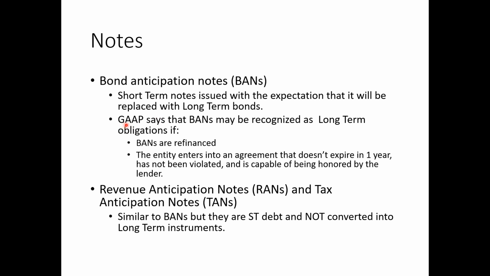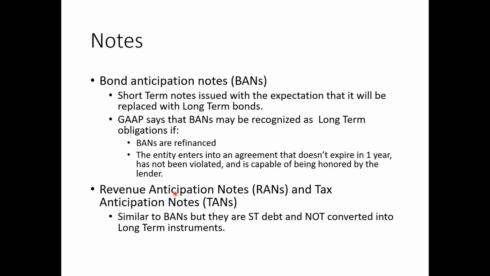But the accounting rule says the BAN may be recognized as a long-term obligation if what? If BANs are refinanced and the entity enters into an agreement that doesn't expire in 1 year, has not been violated, and is capable of being honored by the lender. The same thing: these short-term obligations, if they're refinanced, or about to be refinanced, or they have the ability to refinance, then we can report BANs as long-term obligations.